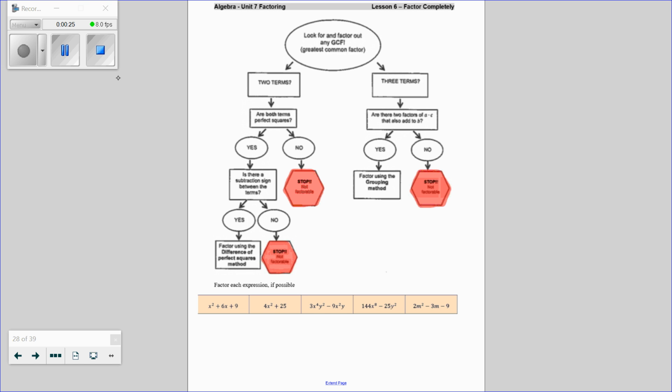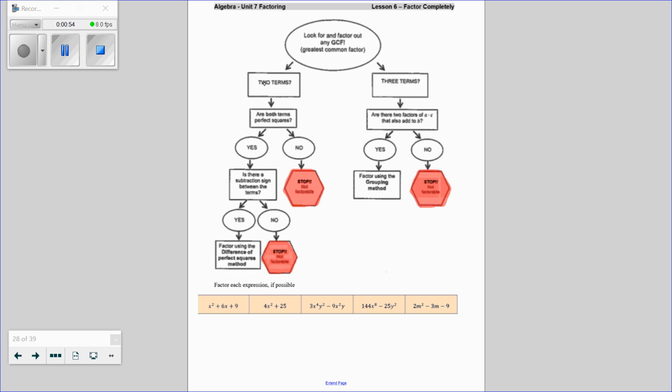So it says, look for and factor out a GCF. If there is a GCF, that's the first thing you want to see. Do they all have the common variable? Do they all have a common factor, a number that can be divided into each coefficient? If so, we are going to factor that common factor out, divide it out, and rewrite our expression. With what's left over, after we take out the GCF, we look to see if we have two terms or if we have three terms.